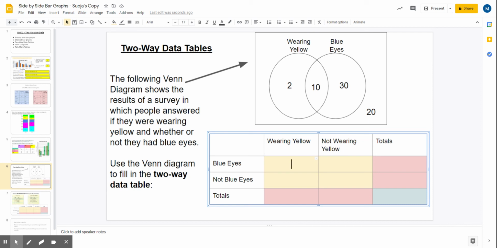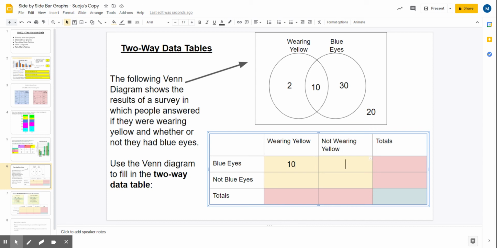This is what you see a lot in statistics. So we're going to use the Venn diagram to fill out the data table, right? So this box where my cursor is blinking, I have to fill in all the people who have blue eyes and are wearing yellow. Okay, and that's the 10 people in between the two circles. Then I think you can just hit tab to get to the next box.